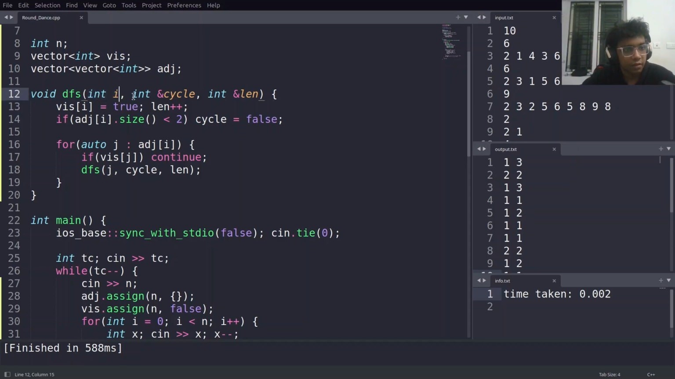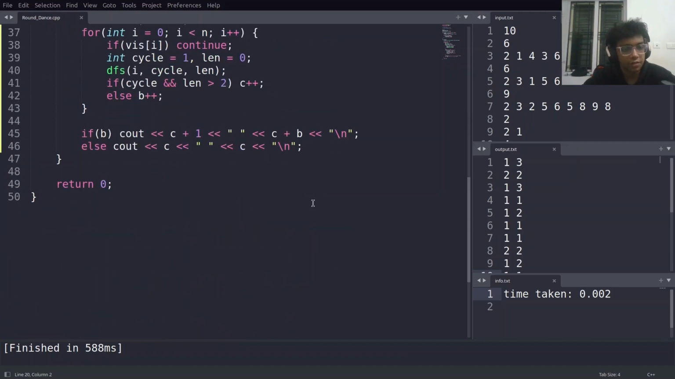It takes the I, cycle and length. It sets visited of I as true, and it increases the length. If the adjacency is less than 2, then this is not a cycle, so cycle equals false. And now we just continue by recursively calling DFS on the unvisited children. Okay, so this is basic DFS.